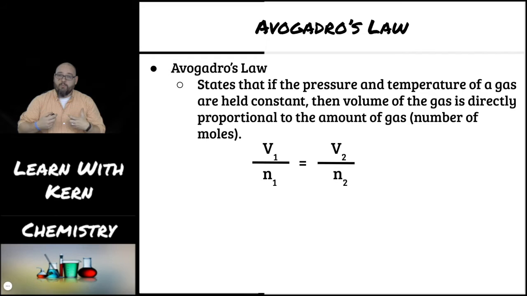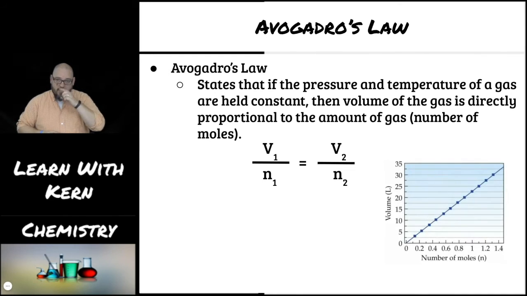So we have a proportionality, and that is what directly proportional looks like mathematically. You're going to look at these two fractions. You basically have a proportion. Your initial volume divided by your initial number of moles is going to equal your final volume divided by your final number of moles. Those ratios have to stay the same. And so we have a graph here that shows volume and number of moles.